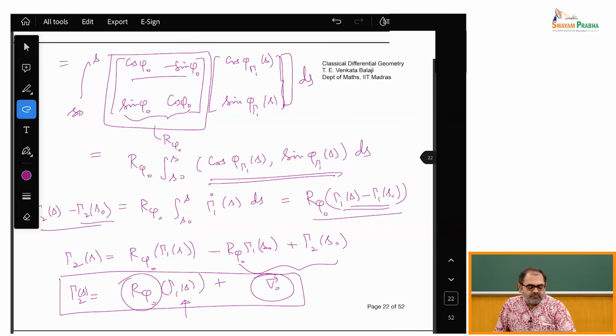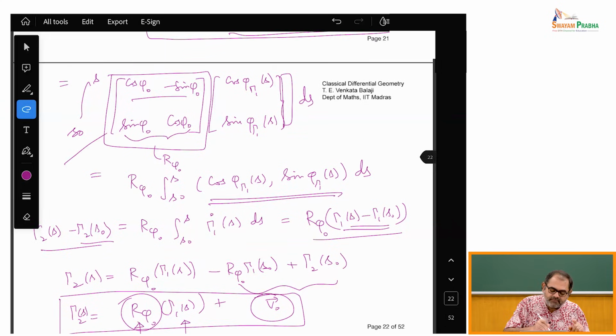Therefore gamma 2 of s is gotten by taking gamma 1 of s and applying a rigid motion. And what you have to understand is that this rotation is an orientation preserving rotation. You can check that by noting that the matrix of this rotation has determinant plus 1, okay.